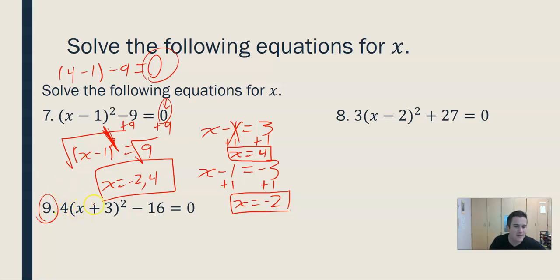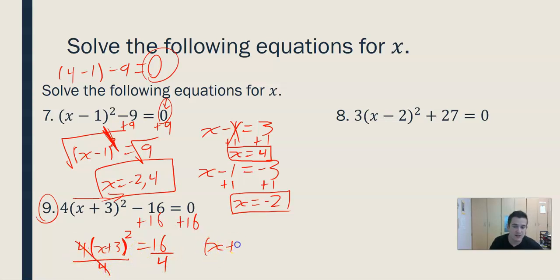So now I have 4 times x plus 3, parentheses, squared, minus 16 equals 0. So I'm going to start as far away from here as I can. I'm going to add 16 on both sides. I kind of start with my addition and subtraction, go backwards. So I have 4 times x plus 3 squared equals 16. Well, my squared stuff, this parentheses, isn't by itself yet. It's being multiplied by 4. So I have to divide by 4 on both sides.